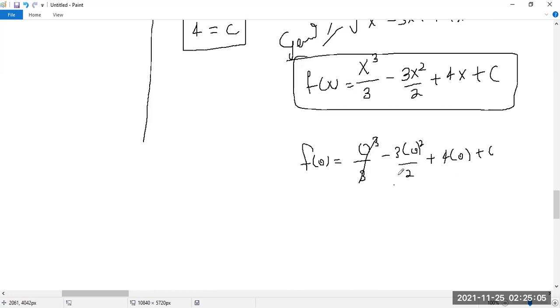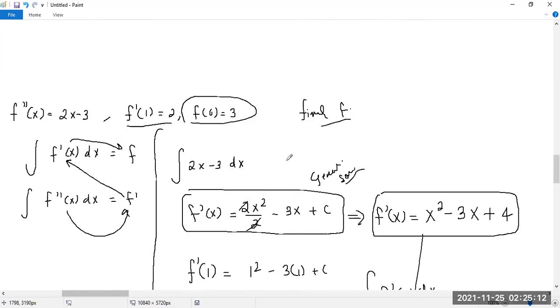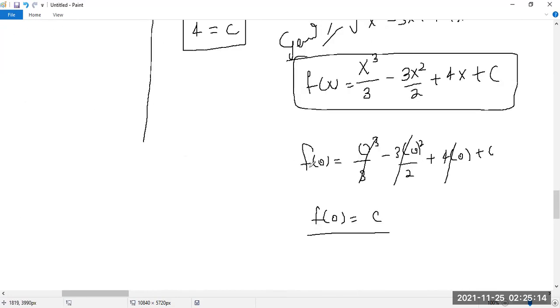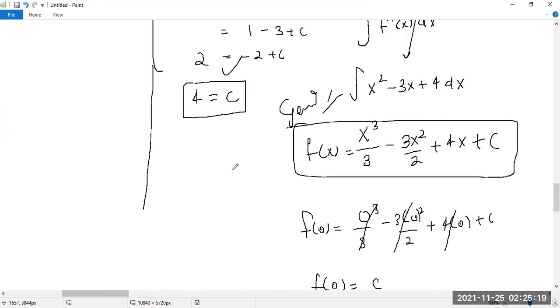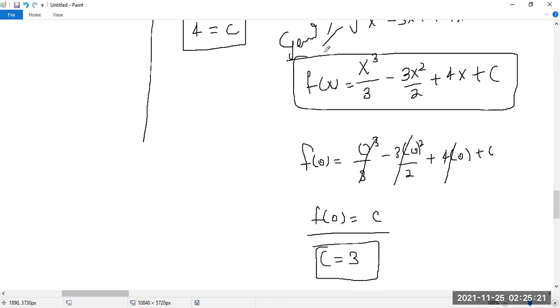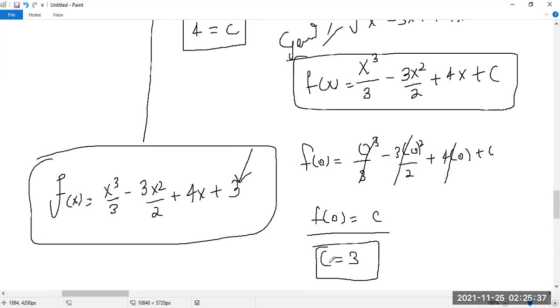So this goes to 0, this goes to 0, this goes to 0. So it says f of 0 is equal to c. Now f of 0 is what? f of 0 is 3, right? So which means c is equal to 3. So that means that this is my general solution. My specific solution would be x cubed over 3 minus 3x squared over 2 plus 4x plus 3. I just put that c here.